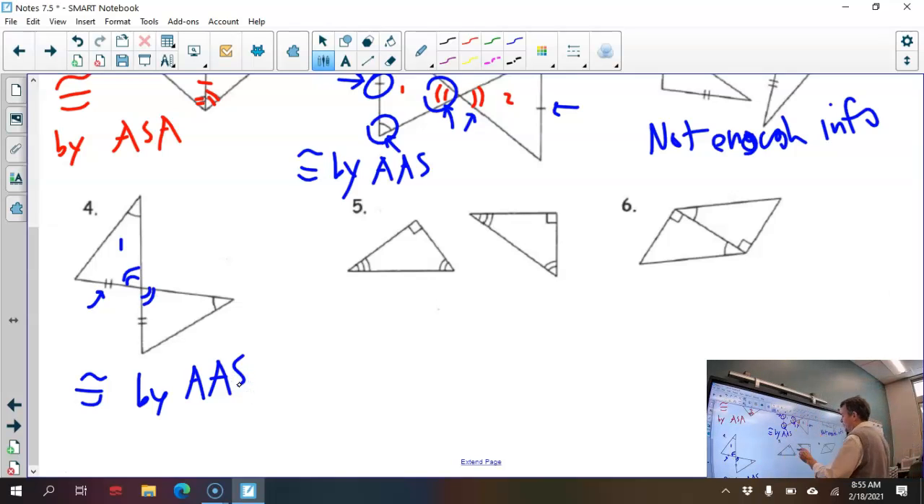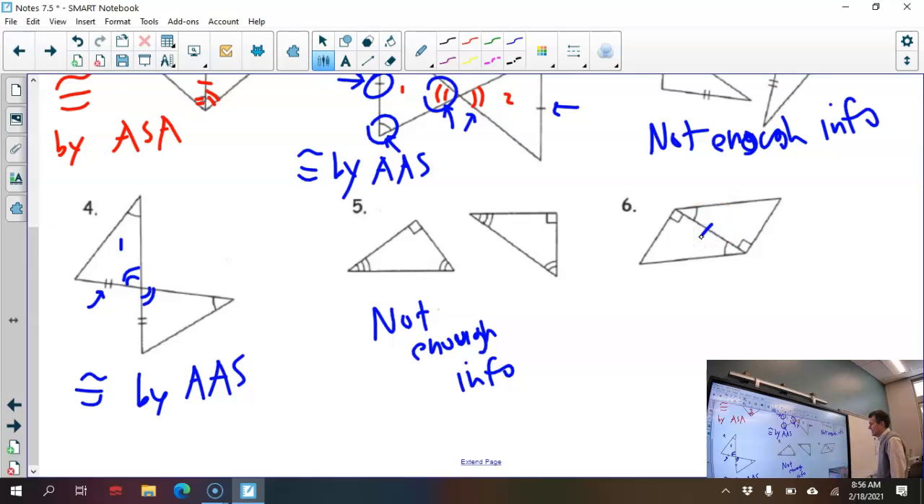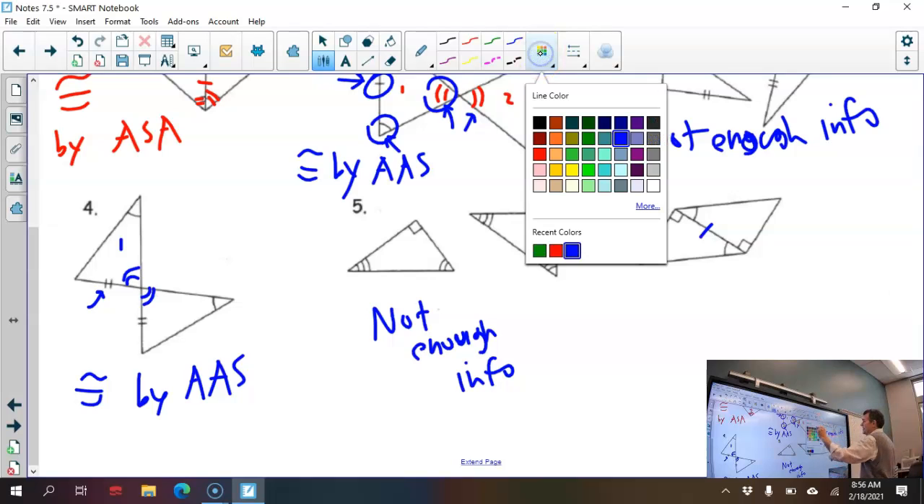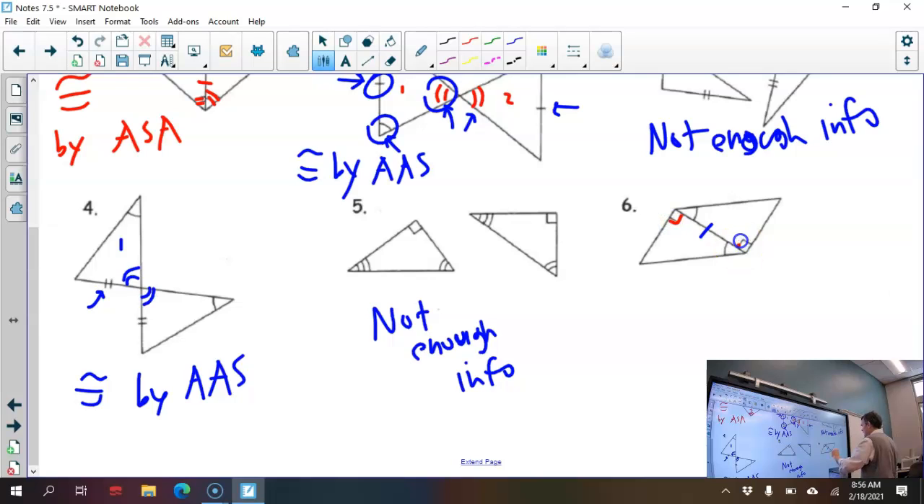How about number 5? I have 3 angles equal to 3 angles, but I don't know any of the sides. This one is not enough info. And number 6, again, the first thing I see is this side down the middle is in both triangles. So in this drawing, I have an angle here equal to an angle here. I have a side equal to itself, and I have a second angle equal to a second angle. So if I just look at triangle number 1, I have an angle, a side, and an angle, and they seem to correspond to the angle, side, and angle in number 2. These would be congruent by the angle, side, angle rule. The side is between the two angles.